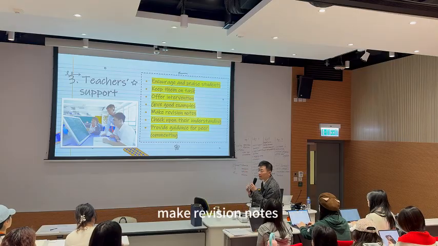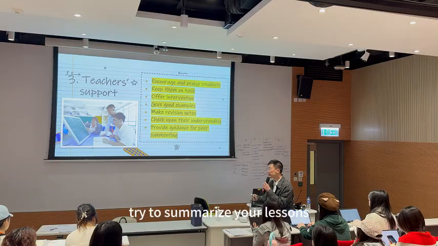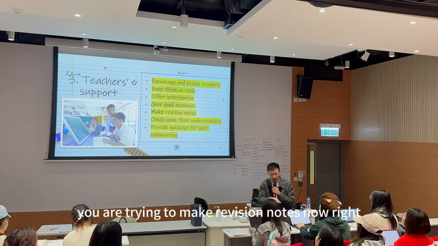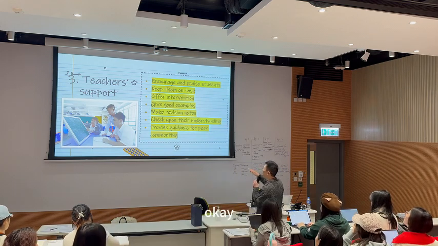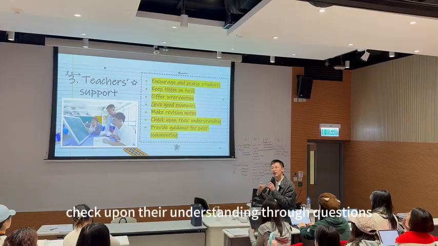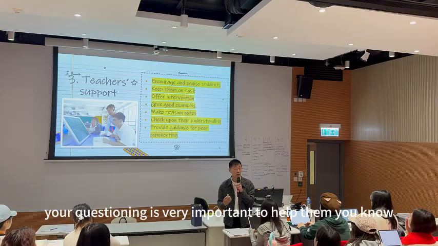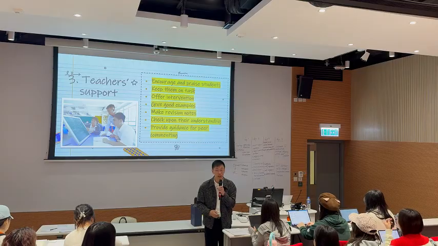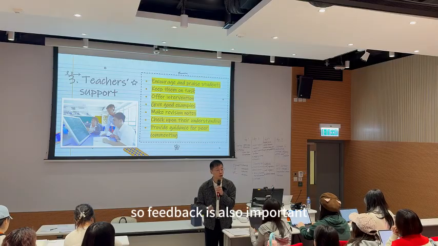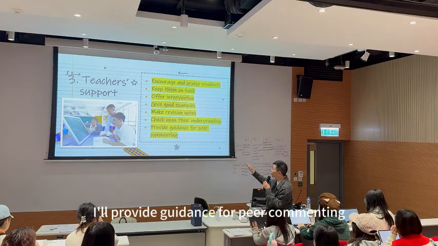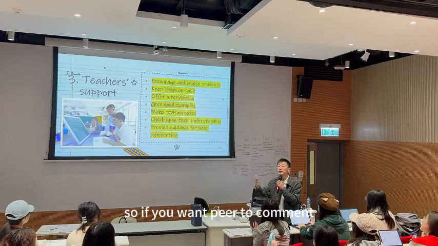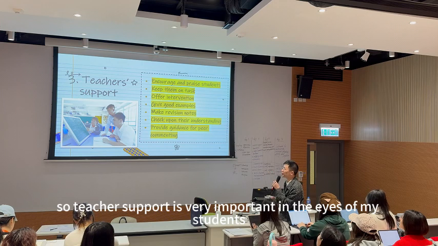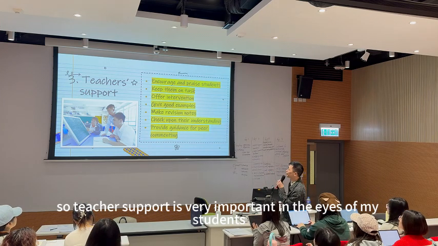Okay? Make revision notes. Try to summarize your lessons. Try to make thinking visible using your banshu, and then they can make revision notes. You are trying to make revision notes now, right? Okay? Check upon their understanding through questions. Your questioning is very important to help them check their understanding. If they don't understand, through your question, you will know. So feedback is also important. Provide guidance for peer commenting. So if you want peers to comment, you have to give them some model and more guidance as well. Okay? So teacher support is very important in the eyes of my students.